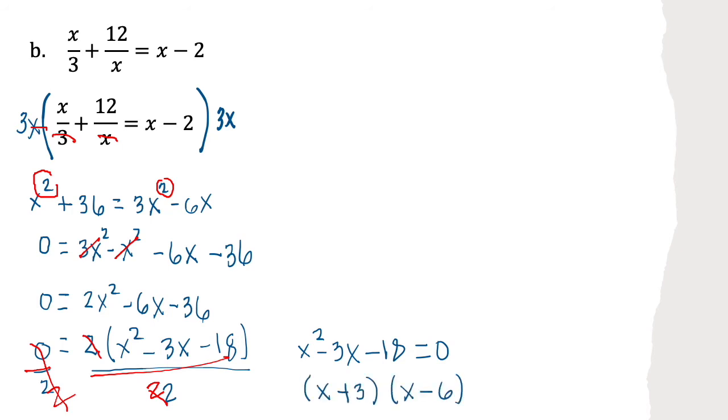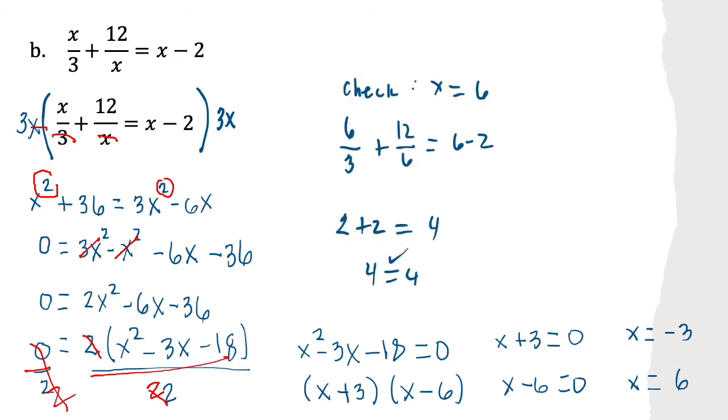And then we can factor this out. So we have x plus 3 times x minus 6. And then equate both factors to 0. That gives us x plus 3 equals 0. And then x minus 6 equals 0. So we have the answer x equals negative 3, and then x equals 6.